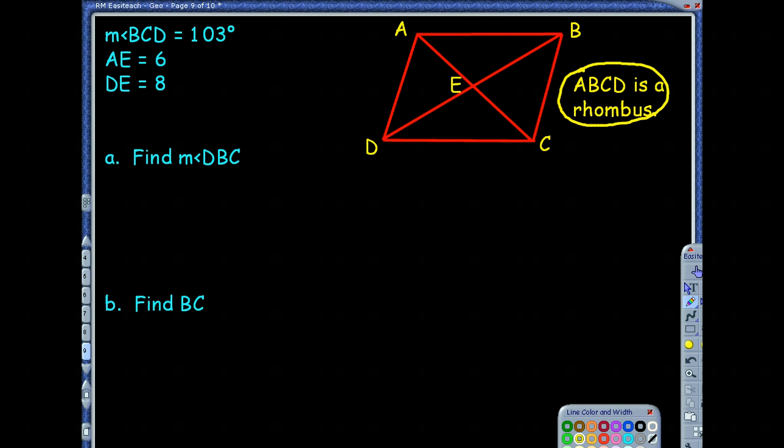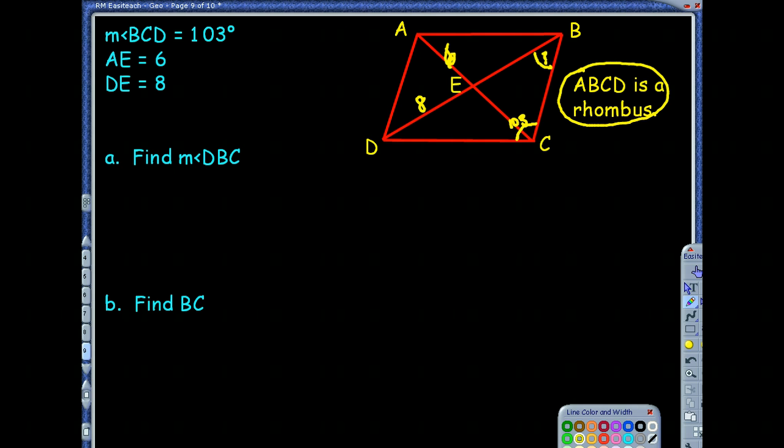I'm going to go ahead and mark what they've given me. They've told me that the measure of angle BCD, this whole angle here, is 103. They tell us that AE is 6 and DE is 8. Then they ask us to find some things. The first is the measure of angle DBC, so this angle right here.